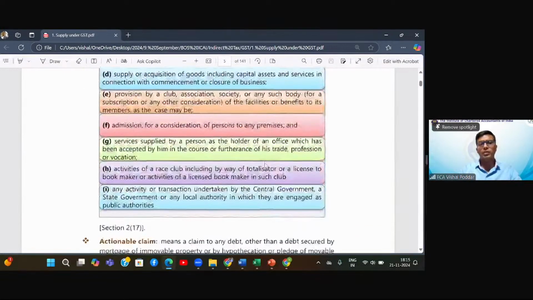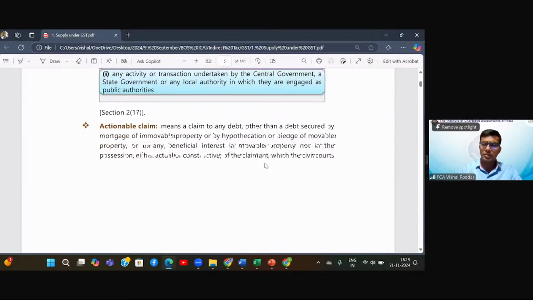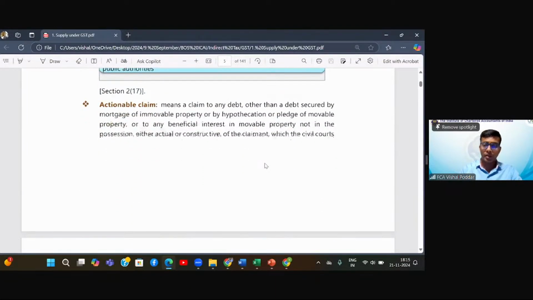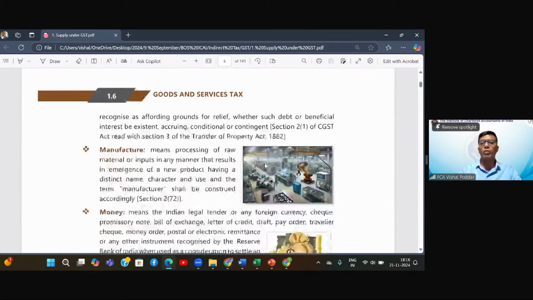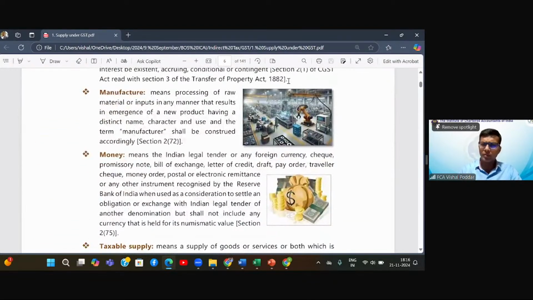Then if you all remember, we discussed the concept and definition of business in detail because that is your fourth limb. We understood in detail, with a lot of discussion, what will be an actionable claim. Then some other definitions are there. Manufacture is simple. It means processing of raw material or inputs in any manner that results in the emergence of a new product. So simply, when you do any processing whereby raw material gets converted to a final product, which is different from the raw material and which has a different name, character, etc., it will be manufacture.